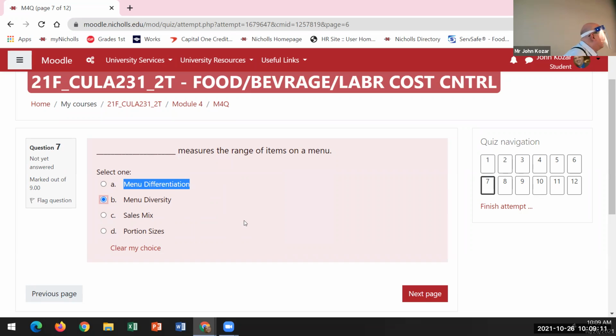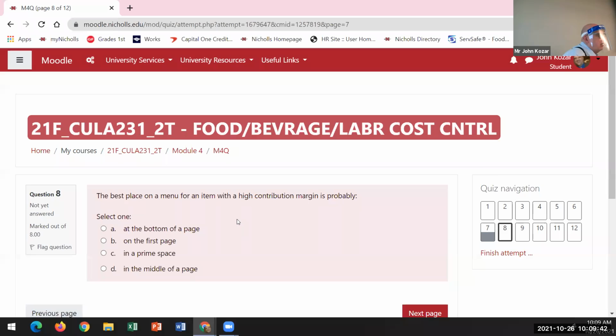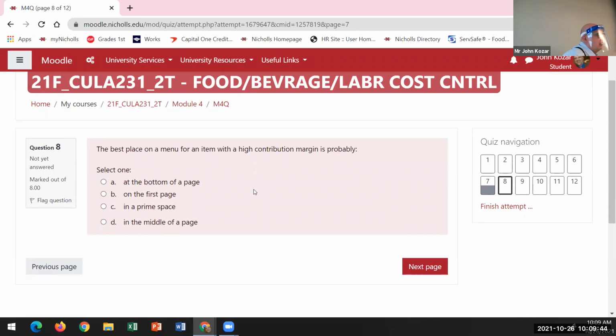So Brady & Cane's has not a very diverse menu, but if you go to Flanagan's, they have a diverse menu. We know what sales mix is, and we know what portion sizes are. So the range of items is talking about how many items they have and how different they are. So menu diversity is where I go here. This is in the book. We talked about it in class.